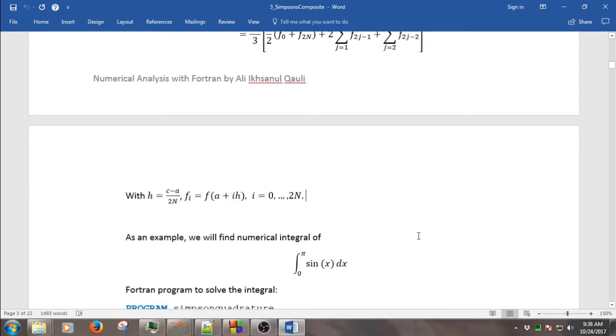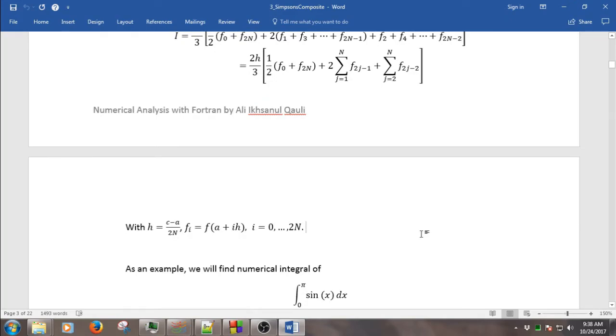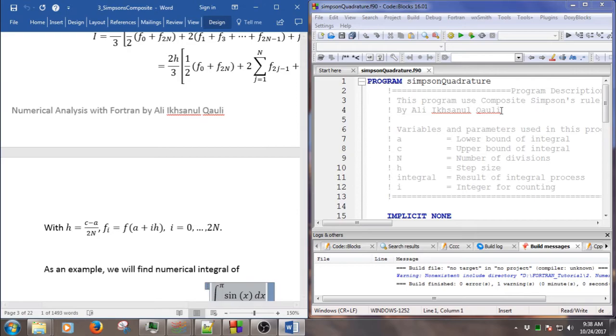Okay, so for example, we want to find the integral of sin x from 0 to pi. Well, theoretically this will be equal to 2, right? The integral of sin x dx from 0 to pi equals 2. So how do we do this in a Fortran program? Well, we have the composite Simpson's quadrature here.